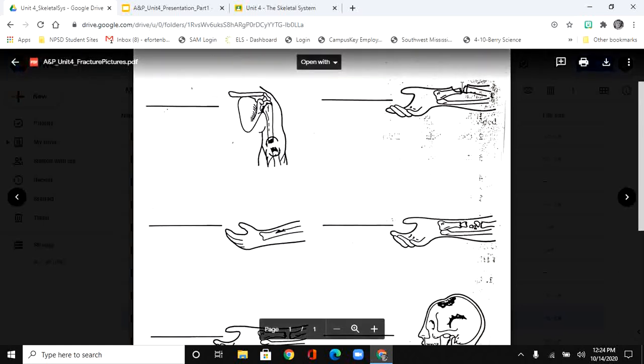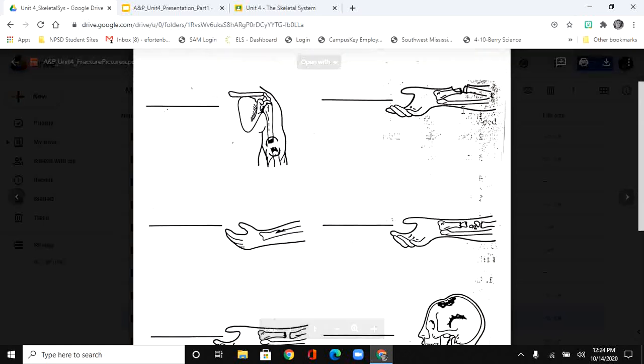Okay, now this next picture over here to the right, this is a complete fracture. The bone ends are no longer in line, so it's a displaced fracture. It is transverse because it's perpendicular to the bone axis, and because it has broken the skin, it is an open or compound fracture.